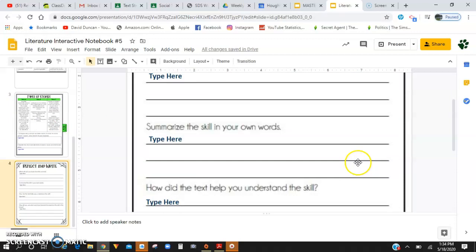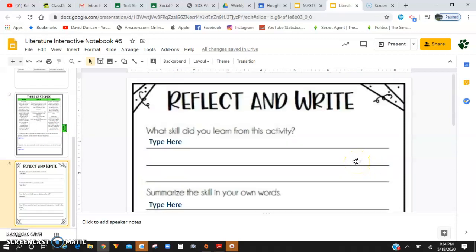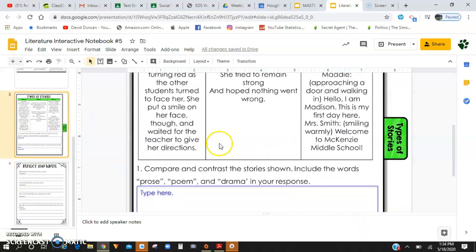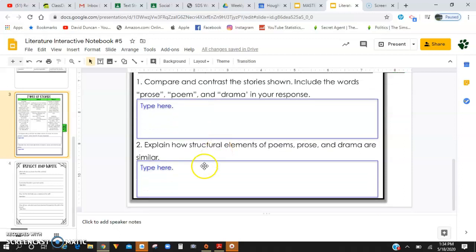Down here for reflect and write, same questions you guys have had so far, just reflecting on the skill that you're learning today and diving into the reading and the literature a little deeper. All right, guys, good luck. If you have any questions, reach out.